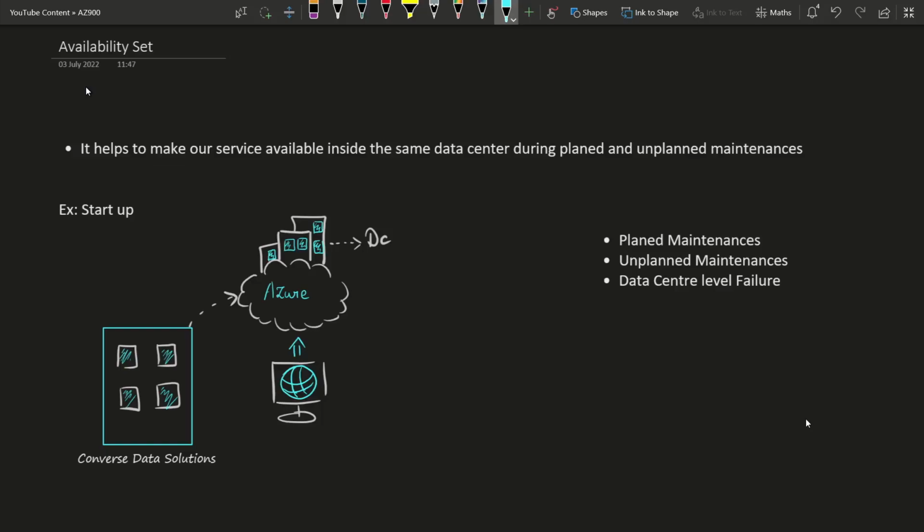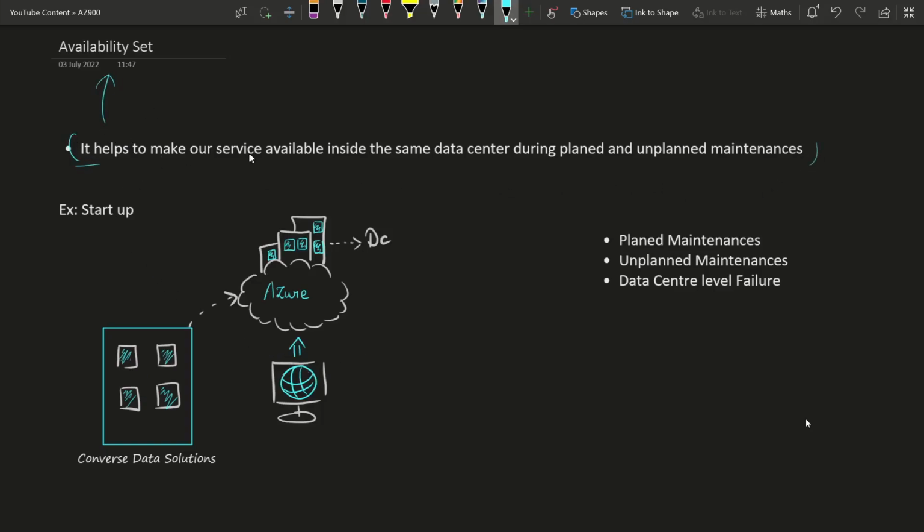Now we will see what is availability set. Availability set is one of the options available in Azure which helps us to make our service available during the planned and unplanned maintenance inside the same data center. So if you understand this entire line, then you are ready with the concept of availability set.